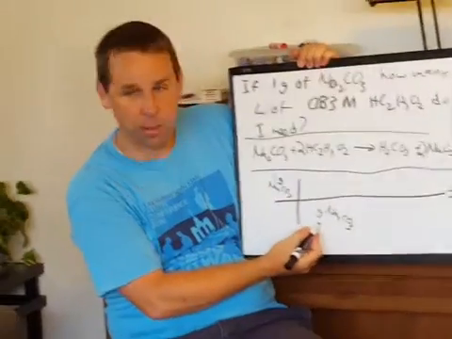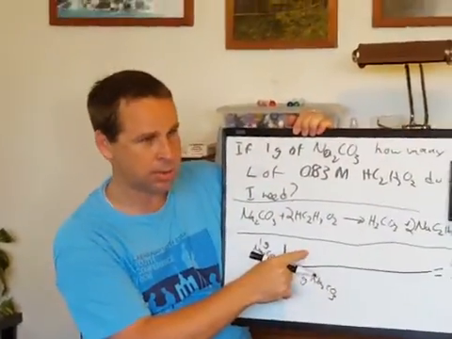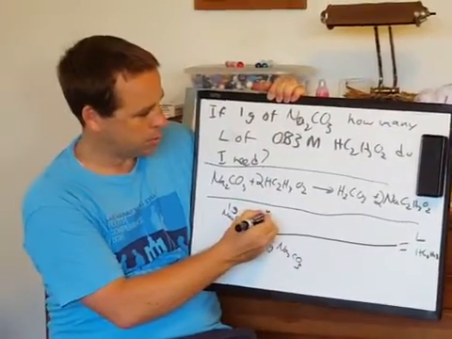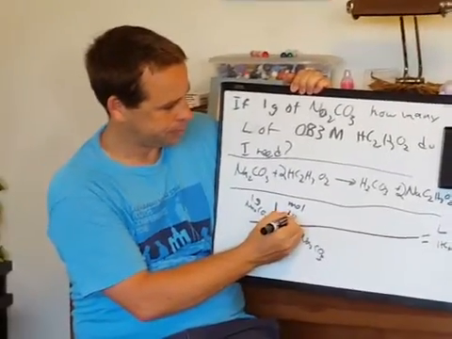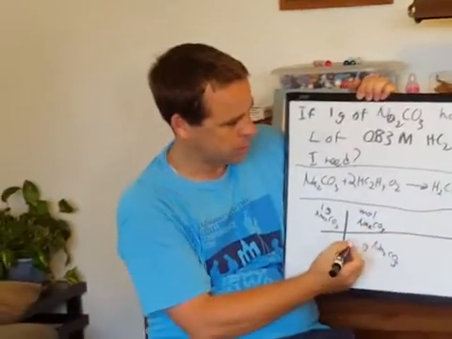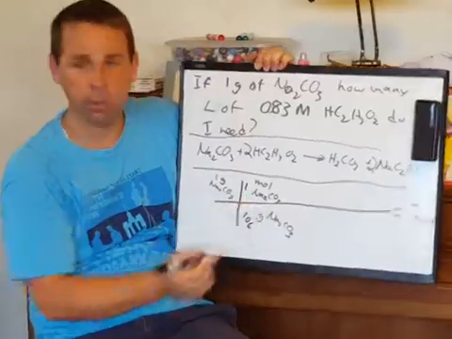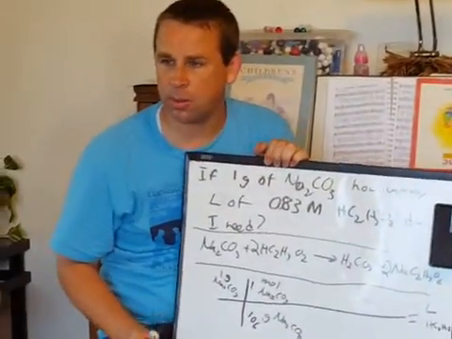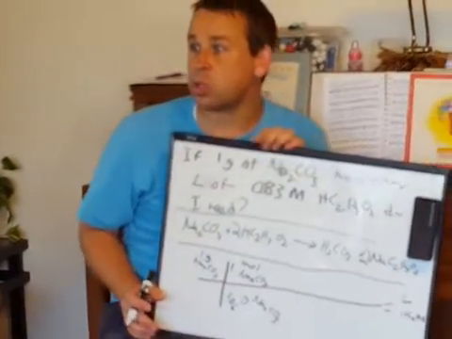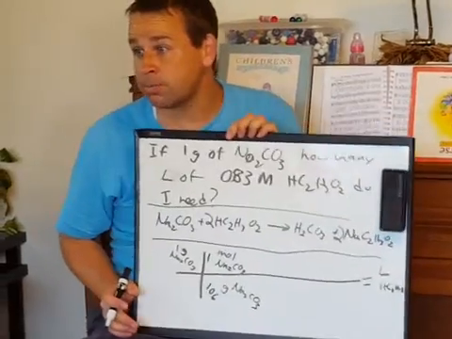So now we need to go from grams to what? Moles. 1 mole is 106 grams. I remember that. 106 grams for every 1 mole. You guys remember that part? Ladies on the couch, you guys remember that part?